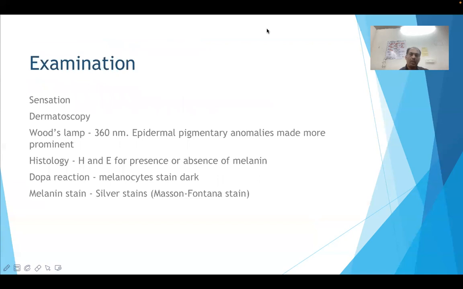Examination parts include sensation check to rule out leprosy, Hansen's disease, dermatoscopy, Wood's lamp examination, and histopathological examination. Several stains such as silver stain or Masson-Fontana stain are used to see the melanin pigment deposition, whether it is in the epidermis or dermis, and the DOPA reaction, which helps us to know whether the melanocytes are increased in number or the same, or whether there is an increase in the size of melanosomes.